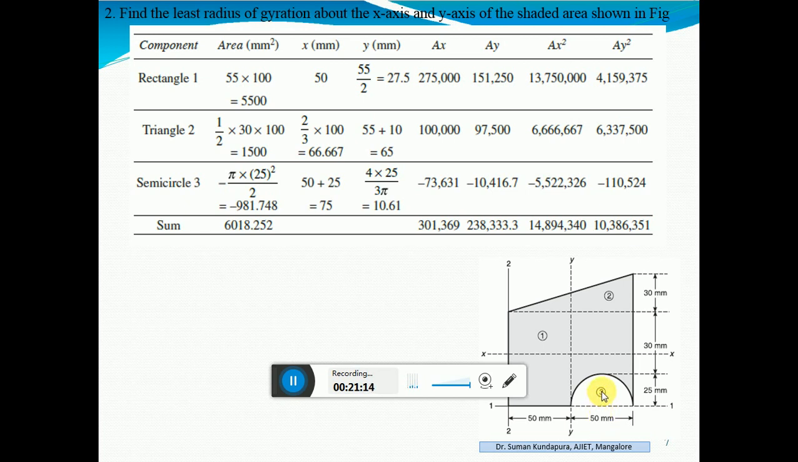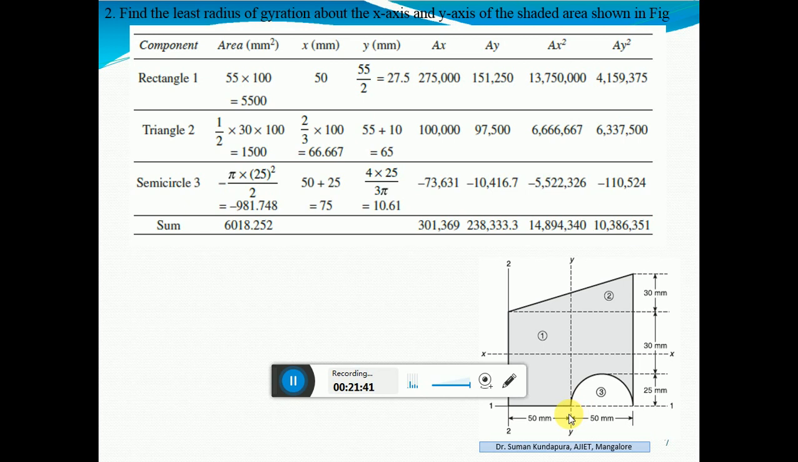Whereas for the y-axis, the CG will lie along this. That is why here it is d by 2. Whereas in the case of the y distance, it is lying at 4r by 3 pi. That is why y is given as 4r by 3 pi. R is 25, so 25 divided by 3 pi, that is 10.61.